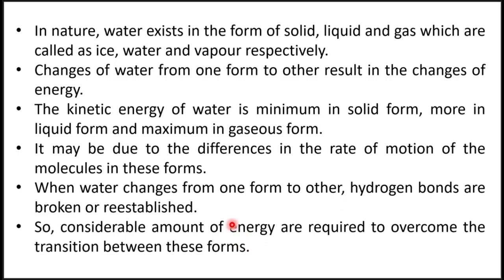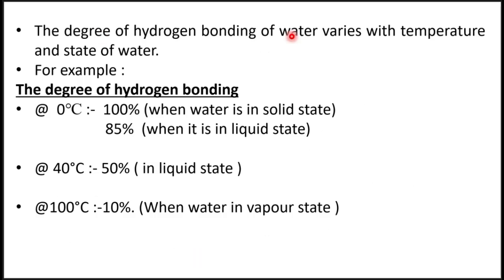So if we want to make the ice, that means if we want to conserve the shape of ice in its solid form, we have to provide some amount of energy. Or if we have to maintain that shape, or make a transition between the forms, we need to provide a considerable amount of energy. So the degree of hydrogen bonding of water varies with the temperature and state of water.